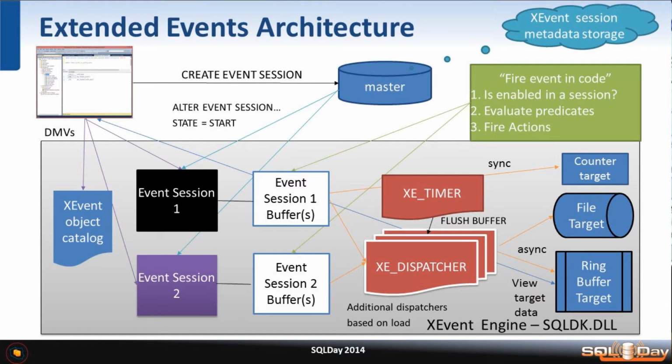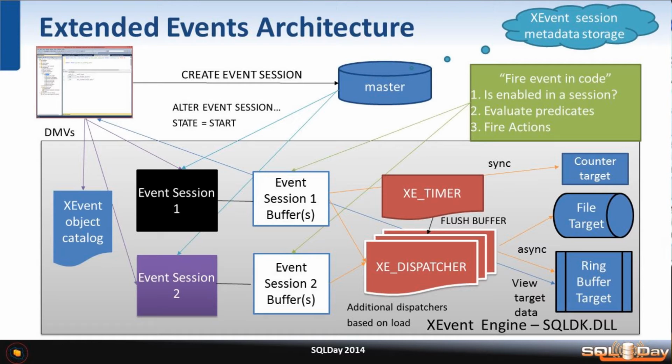And we'll store it in these buffers. Now, if it's an asynchronous-based target, which a file target and a ring buffer target are, the way this works is we'll store your event data in these buffers, and the XE dispatcher background task will take the memory buffer and write it out to these targets asynchronously.